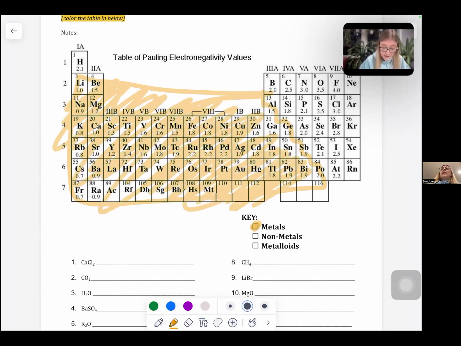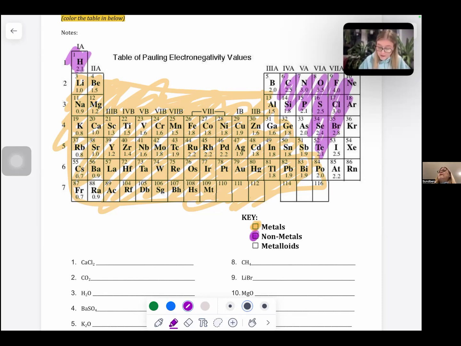Now be careful not to include hydrogen in there. Hydrogen's the one little chimney stack up here on the corner. That is a non-metal. So let's do our non-metals next. I'm going to do non-metals in purple. Hydrogen is a non-metal. And then all of these elements on the far right side of your periodic table are non-metals. Metalloids, we're not going to get into very much, but metalloids are kind of these ones in between. They kind of make that staircase, but we're not going to talk about those much.